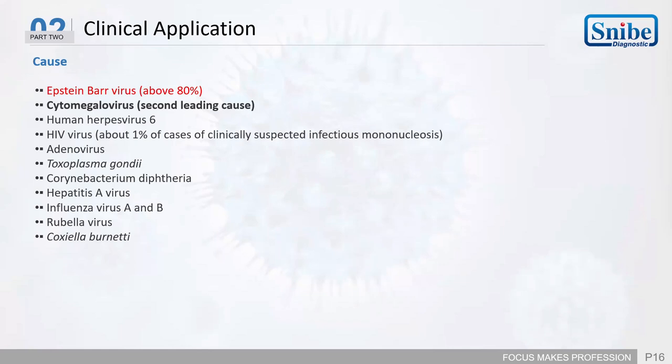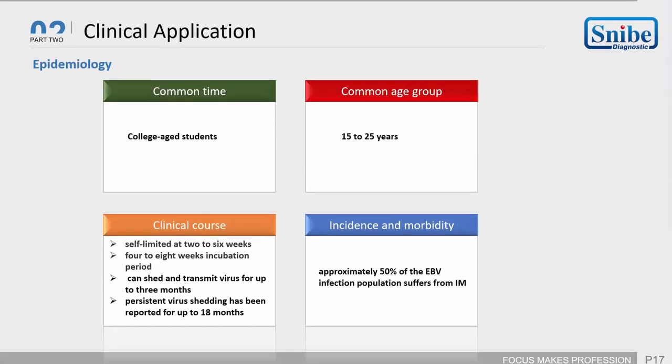In the clinical application, the Epstein-Barr virus causes above 80% of cases. Cytomegalovirus is the second leading cause. Human herpes virus 6, HIV, adenovirus, Toxoplasma gondii, hepatitis A, influenza virus A and B, rubella virus, and coxsackievirus are other causes of this infection.